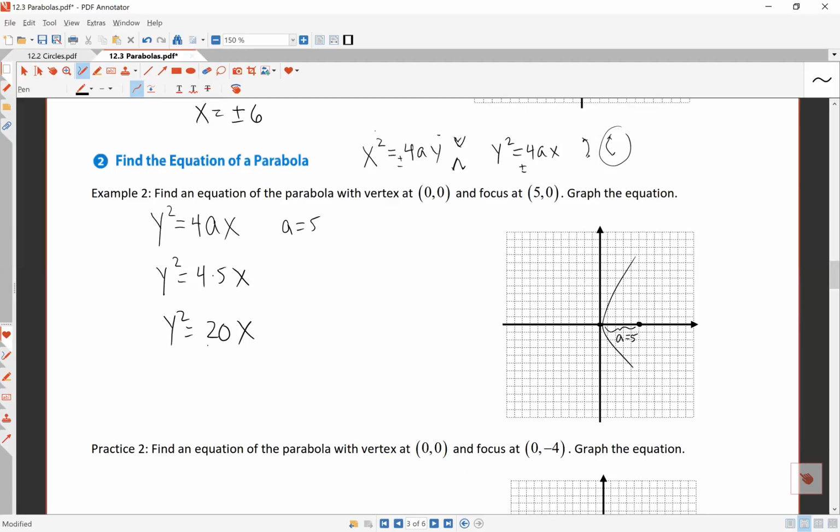And now remember, this 20 is always your focal length. That means we're going to make a line segment 20 units long, crossing through x equals 5. So we go 10 up, and 10 down.